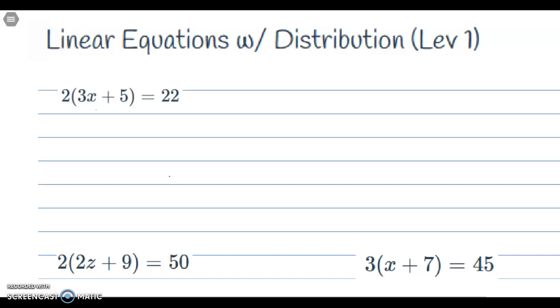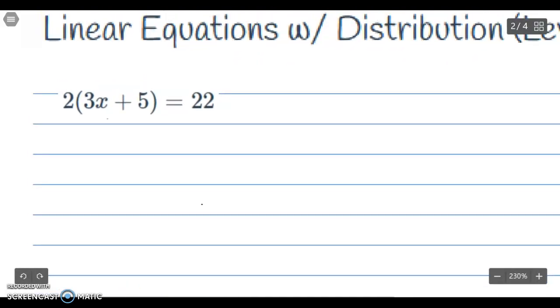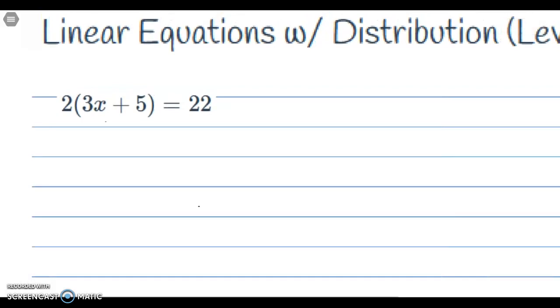So let's just begin. In this problem, I'm going to zoom in a tad. What we want to do is solve for x. We want to isolate the x by itself. But first, we need to get rid of these parentheses. So I'm going to go ahead and distribute this 2, like we did previously, and after that, continue to solve.